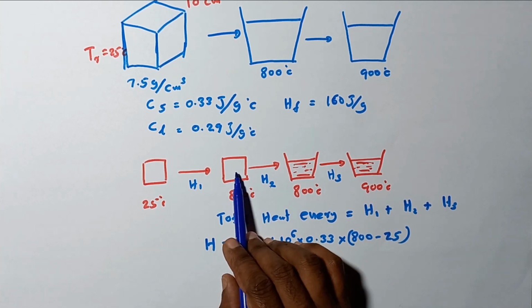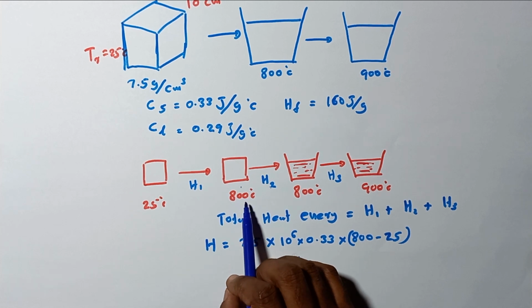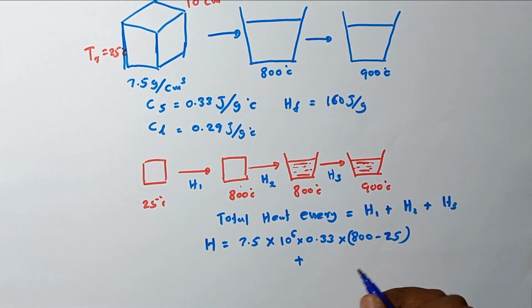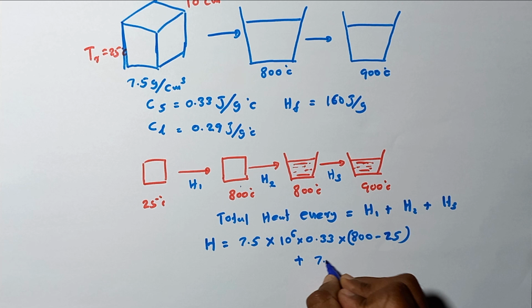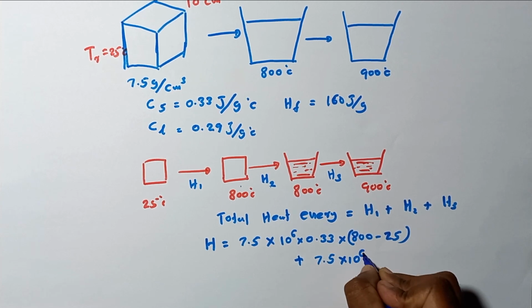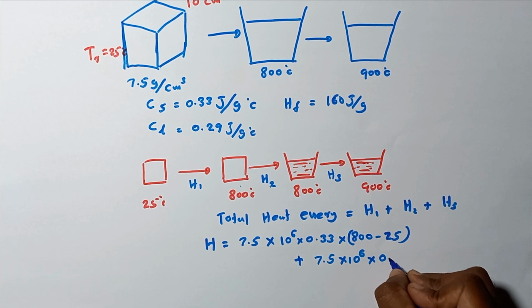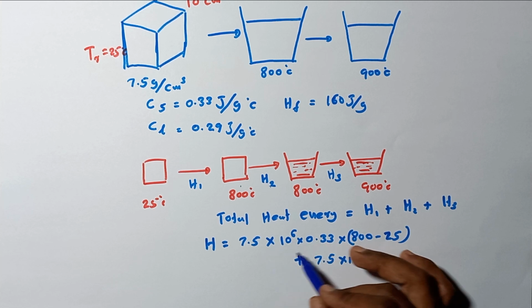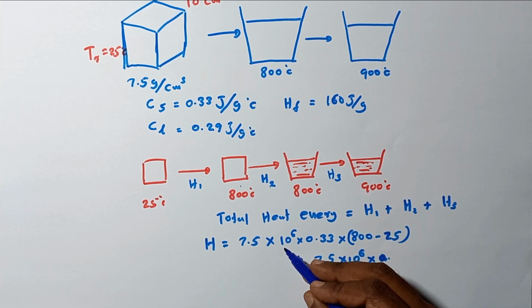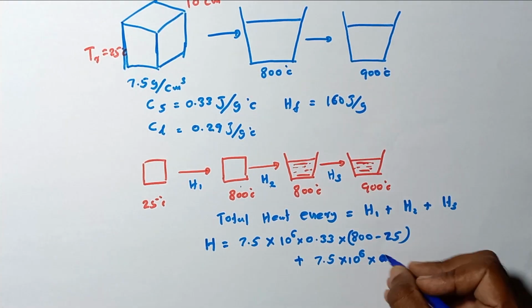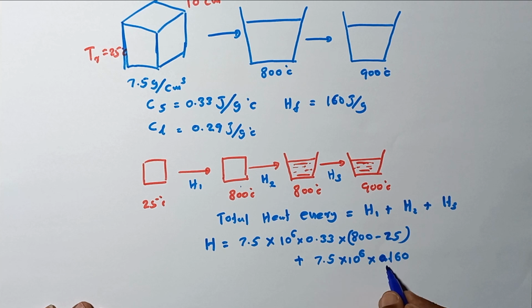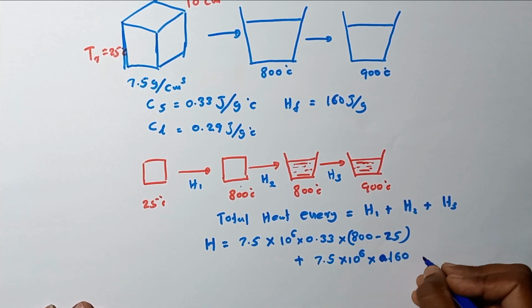Plus this one. After taking the cube to 800 Celsius, it has to be converted to a liquid state by giving the latent heat of fusion energy. So that is equal to 7.5 into 10 to the power of 6, the weight of the cube, into the latent heat of fusion, 160 joules per gram. This is the total latent heat of fusion needed to convert into a liquid state.